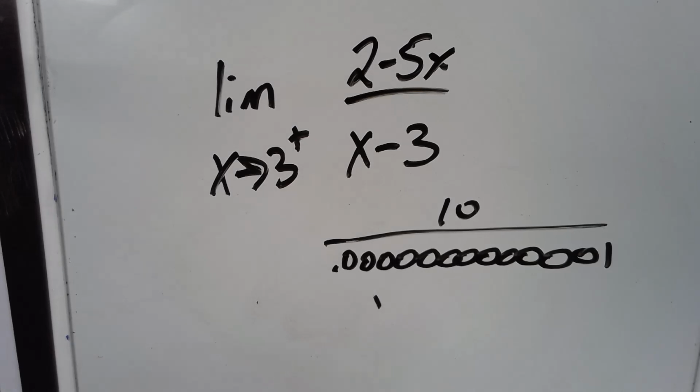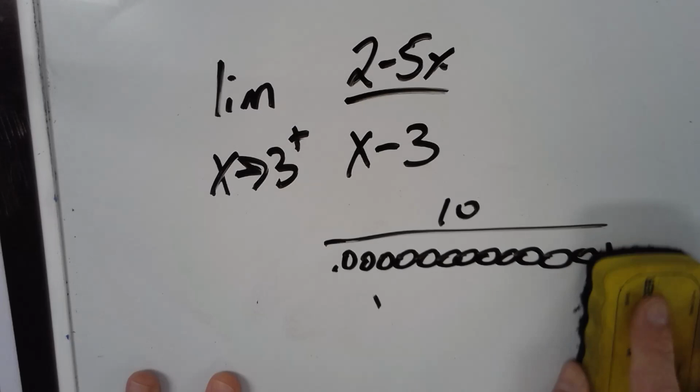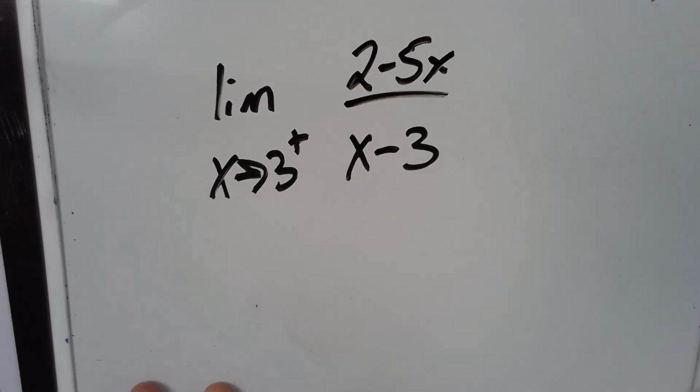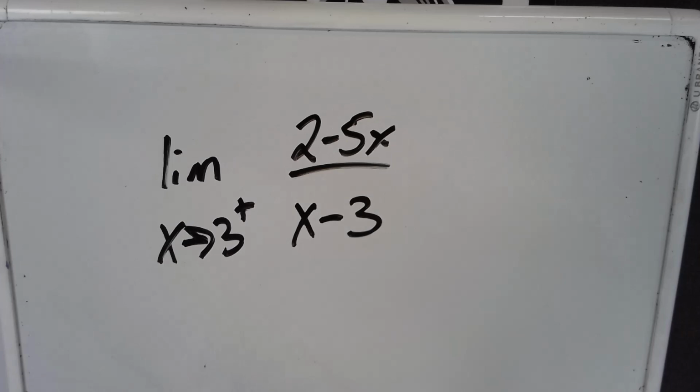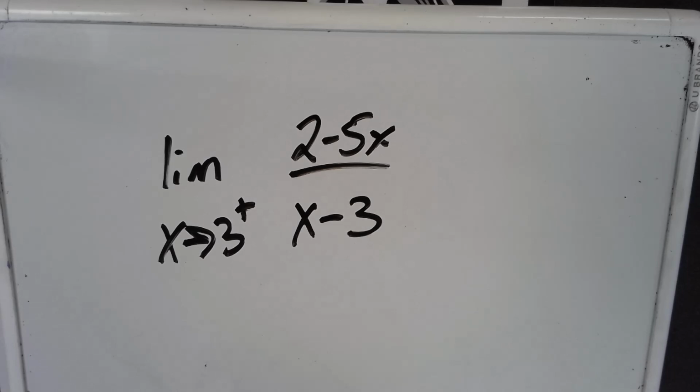So let's look at the numerator only on this. Ignore that we're even dealing with a fraction right now. How would you evaluate the limit as x approaches 3 from the positive side of 2 minus 5x?